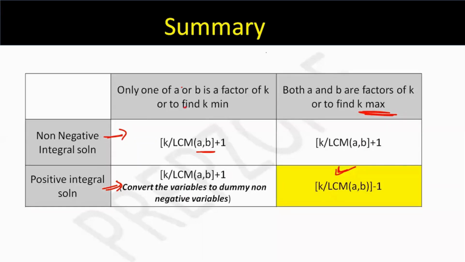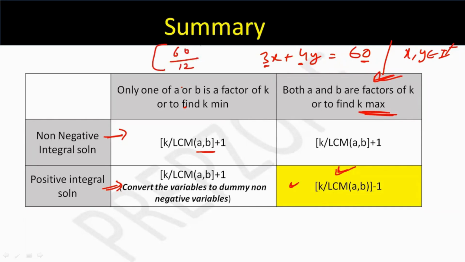So we had one question, 3x plus 4y equals 16. ठीक है, first thing to check, here a is given, b is given, k is given, right? So there is no k minimum or k maximum condition, but what you have to check is whether both of them are factors of k or only one is a factor of k. Here I know 3 is a factor of 60, 4 is a factor of 60, so this formula should be applicable. And the question was asking x and y to be positive integers, which means this is the formula you need to apply. So you just say greatest integer of 60 by LCM of a comma b, which is 12, minus 1, which is 5 minus 1, hence the answer has to be 4.